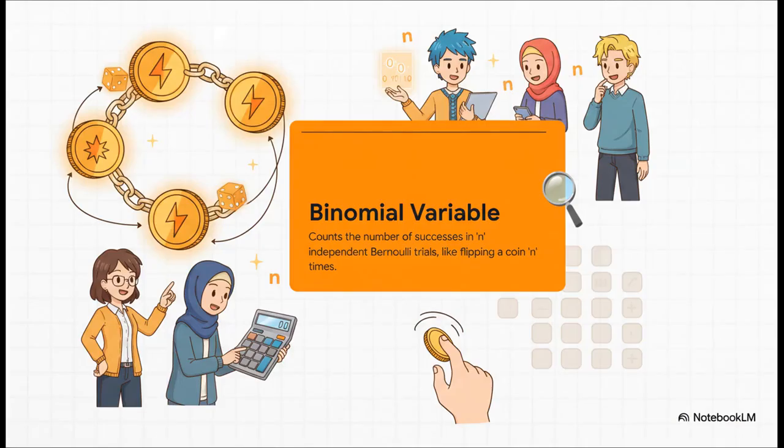So what happens when you take a bunch of those little atomic Bernoulli trials and you string them all together? Well, then you get a binomial variable. This guy simply counts up the number of successes you get in n independent tries. So we're no longer asking about one coin flip, we're asking how many heads will I get in 10 flips, or out of the next 50 widgets off the line, how many are going to pass inspection?